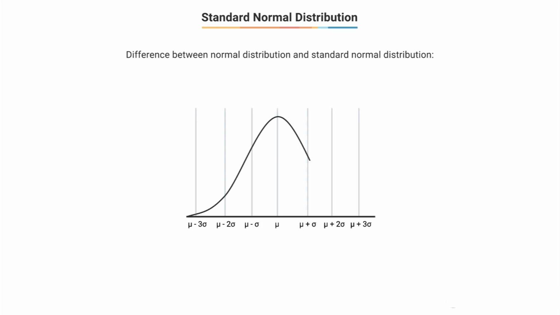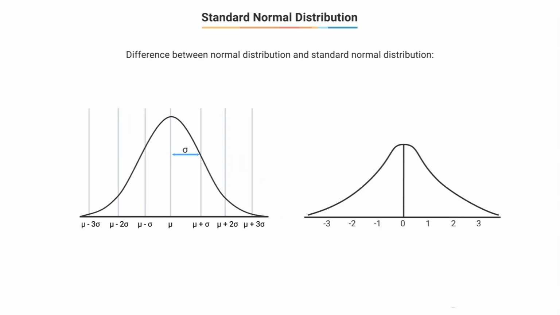If you see the normal distribution, you have a mu, like in our case mu was 12 minutes, and on the right side you can see that we have marked mu plus 1 sigma, mu plus 2 sigma and mu plus 3 sigma. Similarly, on the left side you have mu minus 1 sigma, mu minus 2 sigma and mu minus 3 sigma. And this we have seen with the empirical rule in the previous discussion.